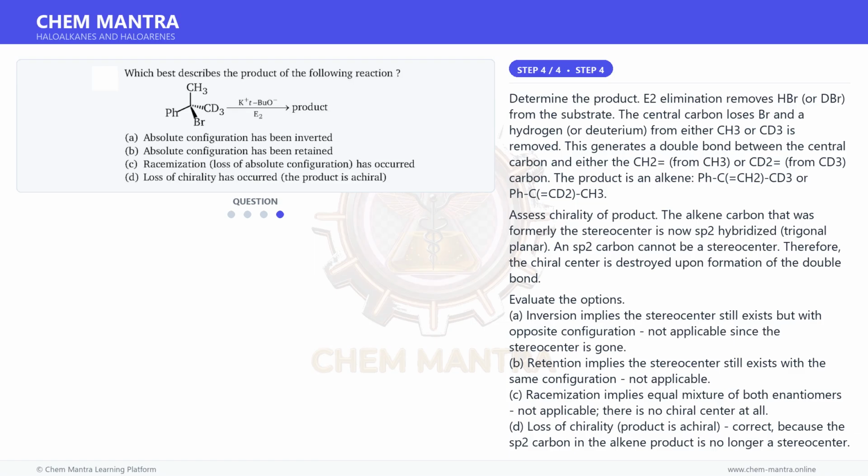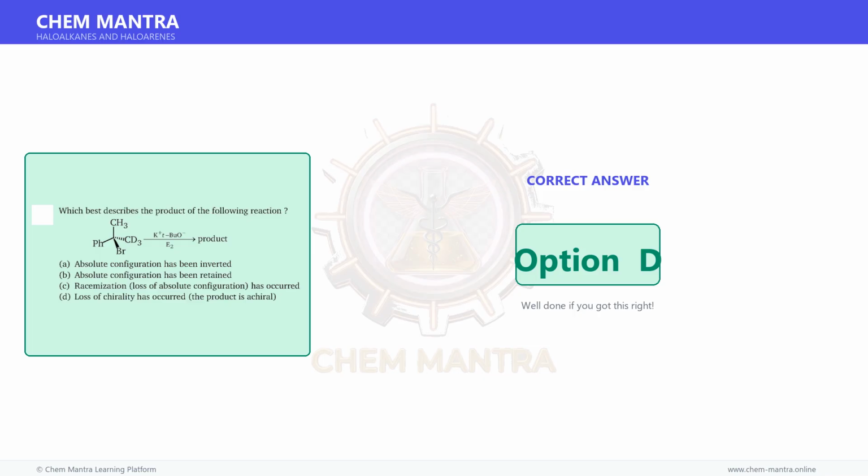D. Loss of chirality, product is achiral, correct, because the sp2 carbon in the alkene product is no longer a stereocenter. Therefore, the correct answer is option D.